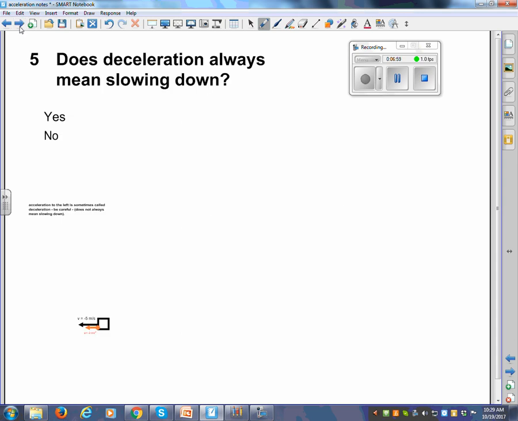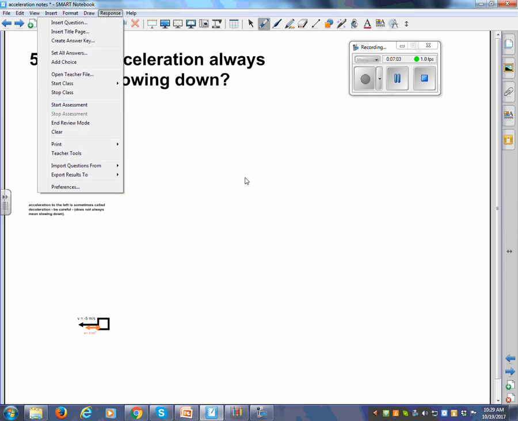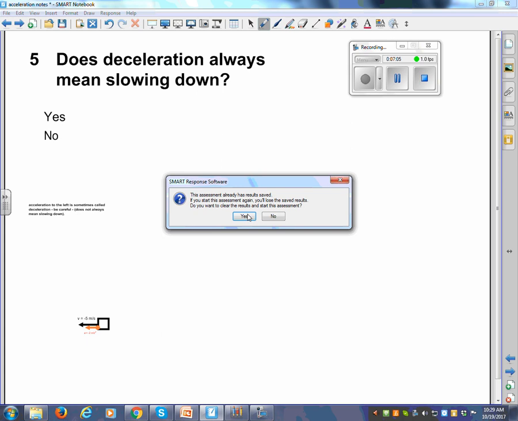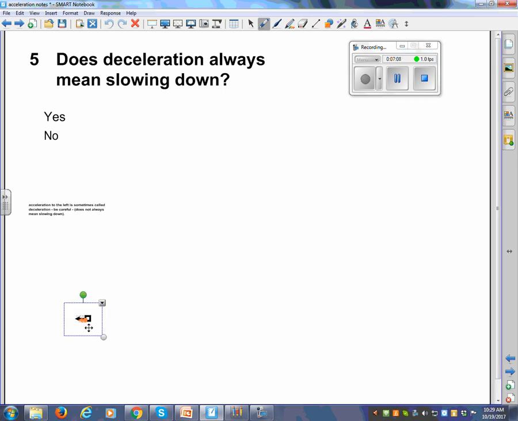Okay, now here's Trent's question. So the question is, does deceleration always mean slowing down? Bit of a trick question. Does deceleration always mean slowing down?